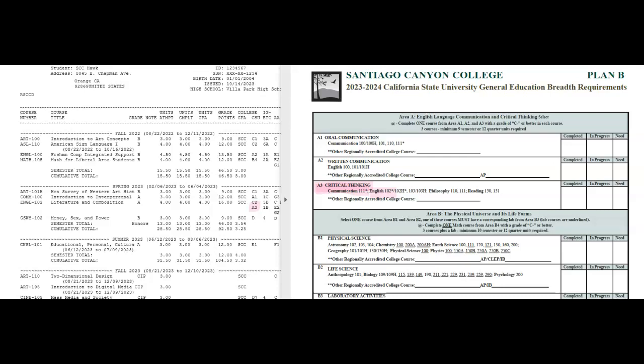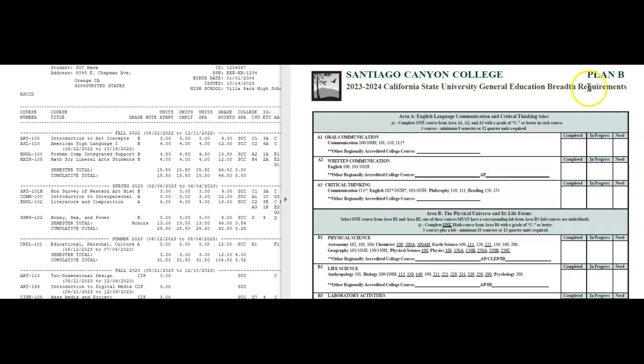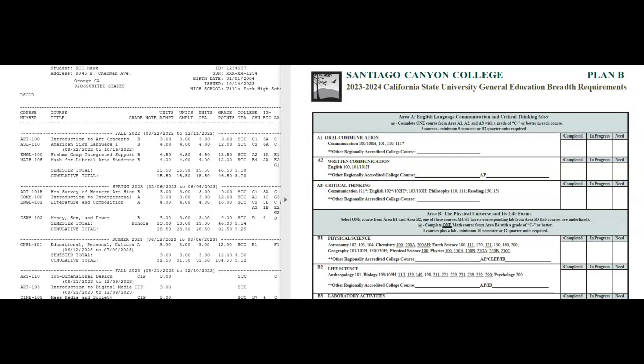Okay, so I want you to just identify where the classes belong, and if you have not taken a course, for example, this particular student, their ed plan would look a little bit different. They did English already, and they did their critical thinking. They did English 102, right? But they are missing oral communication. At that point, you would put it in the need column. You would mark that the student would need that particular class there.